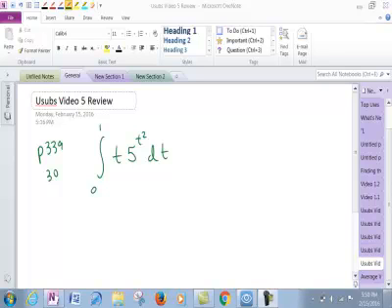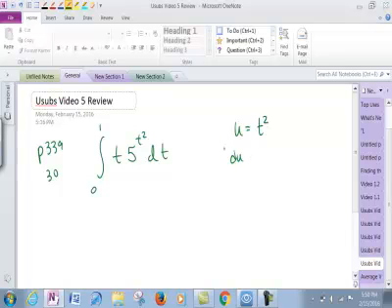Video number 5. I thought I'd work out some review problems from the book, thinking that might be helpful to you. So this is number 30 on page 339. And we see it's the integral from 0 to 1 of t times the quantity 5 to the t squared dt. So we're going to go ahead and pick u equals t squared. Du, or I should say 1/2 du, is equal to t dt.